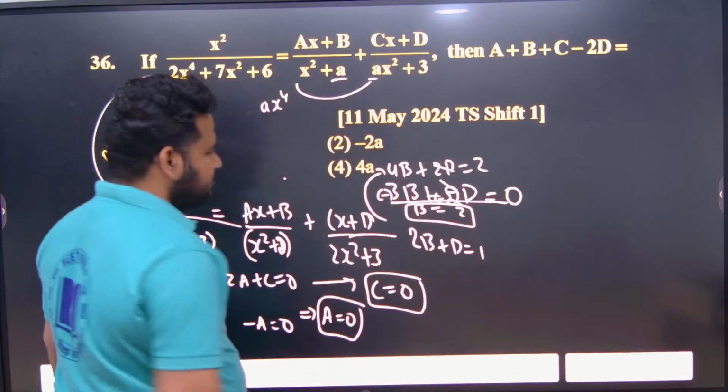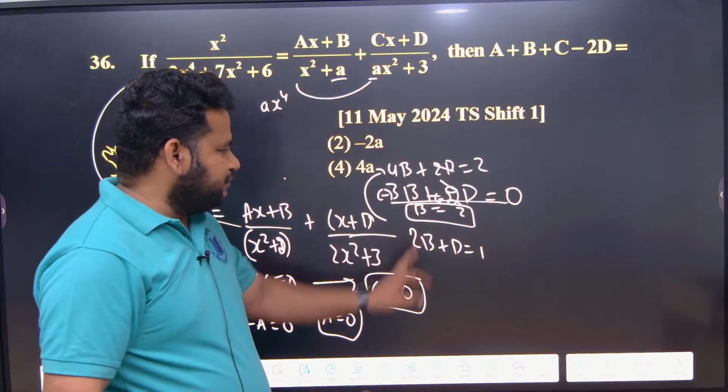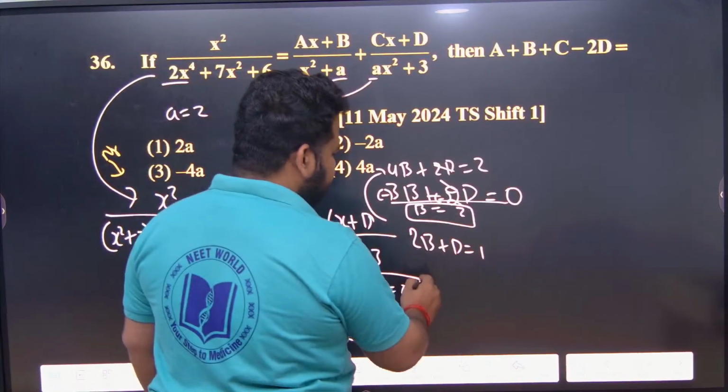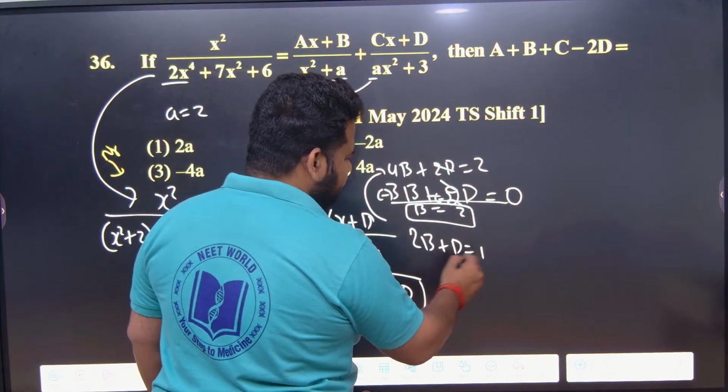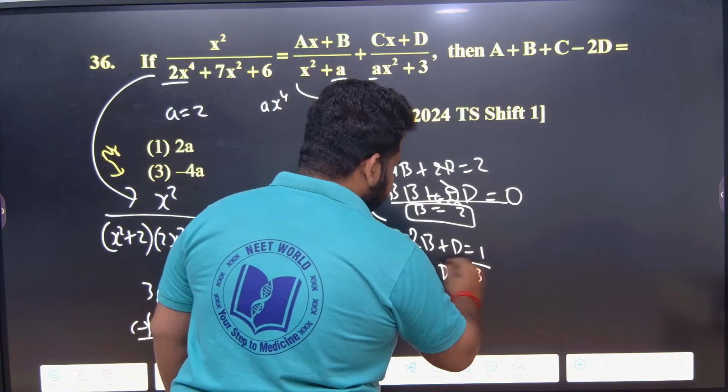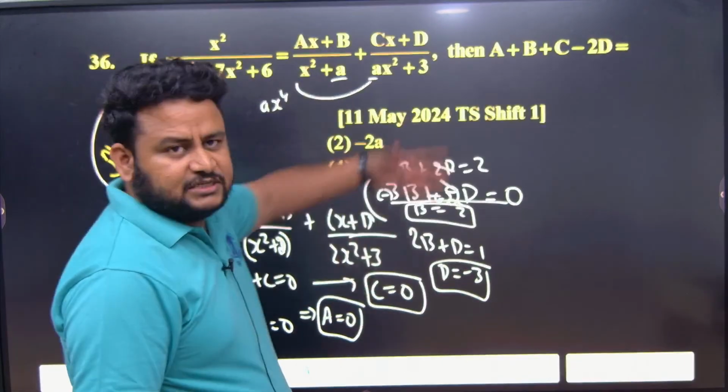If I put b value equal to 2 here, 4 plus d is equal to 1, so d will be equal to what? Minus 3. d will be equal to minus 3. So put these values here.